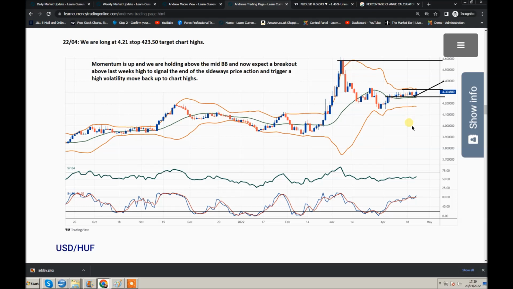In terms of coming in fresh, this one, it's a breakout of these two tails. That will break the channel. Then hopefully higher volatility back up to chart highs. Stop can be tight behind this level here. Okay.